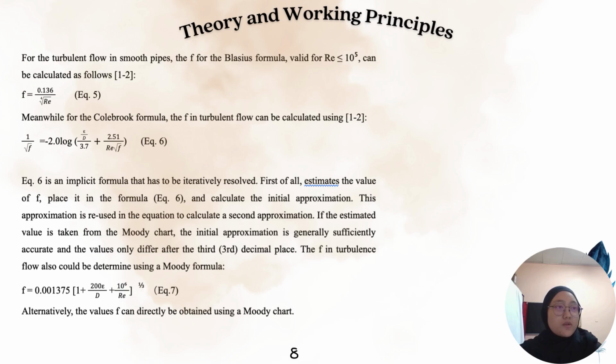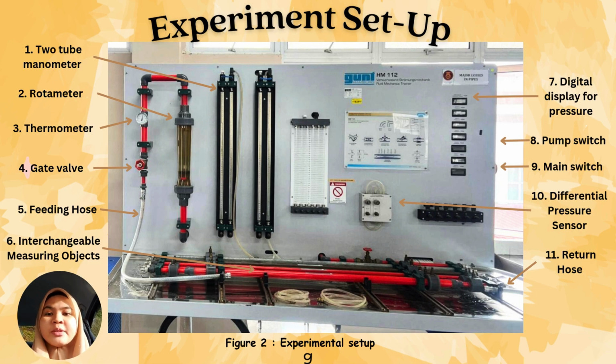The F in turbulent flow could also be determined using a Moody formula, which is equation 7. Alternatively, we can also find F using the Moody chart. For the experiment setup, we have two tube manometer, rotameter, thermometer, gate valve, feeding hose, interchangeable measuring object, digital display for pressure, pump switch and main switch, differential pressure sensor, and the last one, return hose.